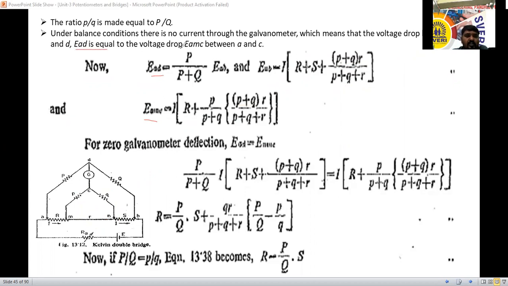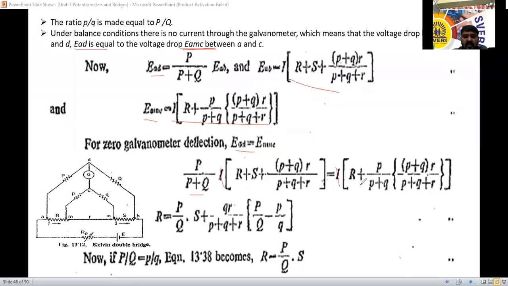So EAD is equal to the voltage drop across EMC. Both we are equating, this equation and this one. What will we get? I will write EAD, P divided by P plus Q, as it is, and the EAB term I into R plus S plus P plus Q into R divided by P plus Q plus R, equal to EAMC, I into R plus P by Q, P divided by P plus Q into P plus Q into R divided by P plus Q plus R. By rearranging this equation, I gets cancelled.